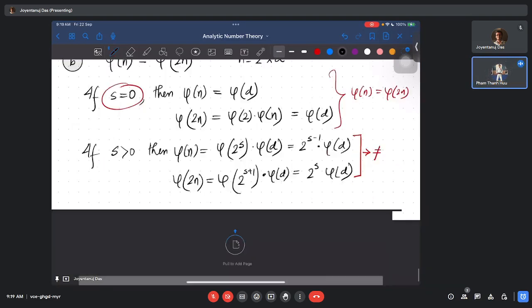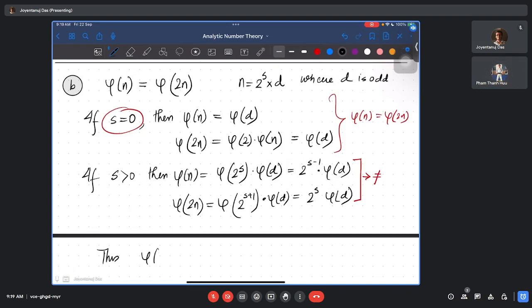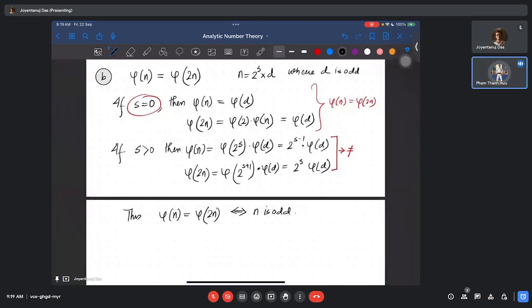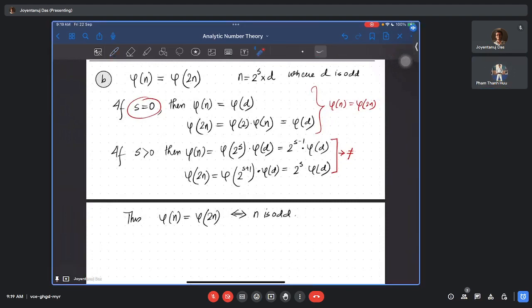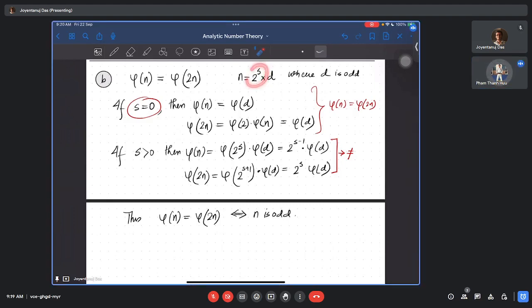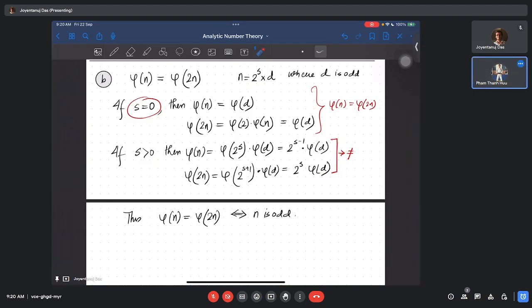Thus, phi of n equals phi of 2n if and only if n is odd, because it is only possible when s equals 0, and s equals 0 means there is no factor of 2. And if n is even, then s has to be greater than 0, but in that case these two things are not equal.